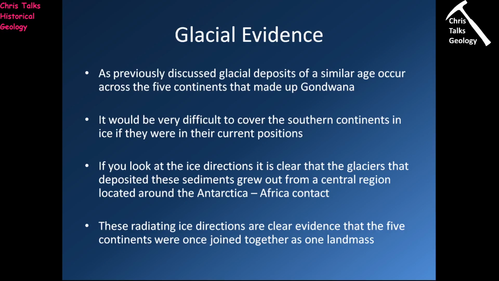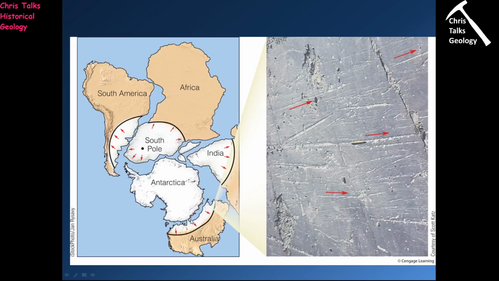The other thing we notice is that if we look at the ice directions, so essentially the direction in which the ice was flowing, we can see that the ice was flowing from a central location, which would be around the Antarctica-Africa contact if the continents were put together as one landmass. And so these radiating ice directions from this central location are another good piece of evidence to tell us that the continents were once joined together.